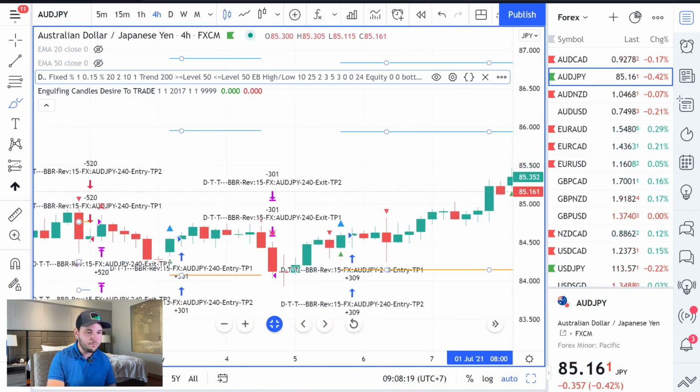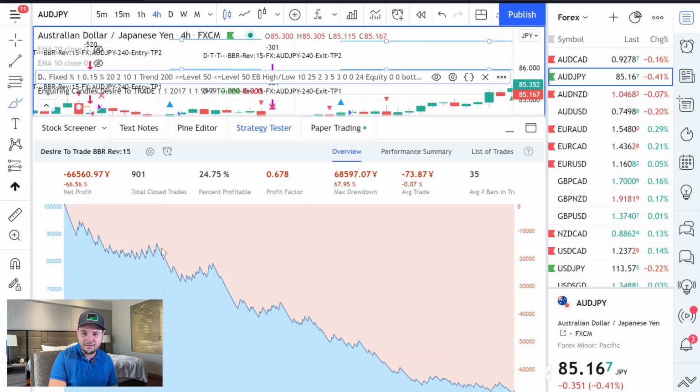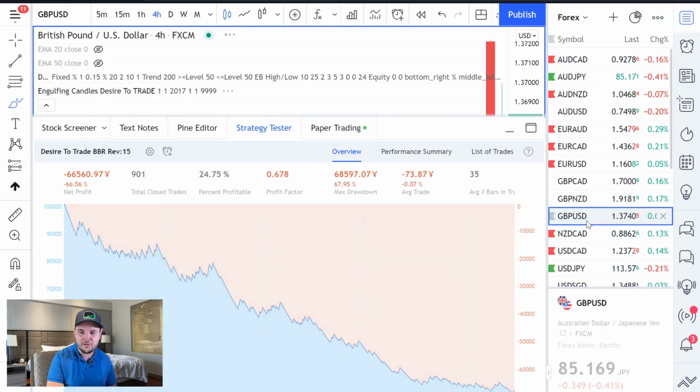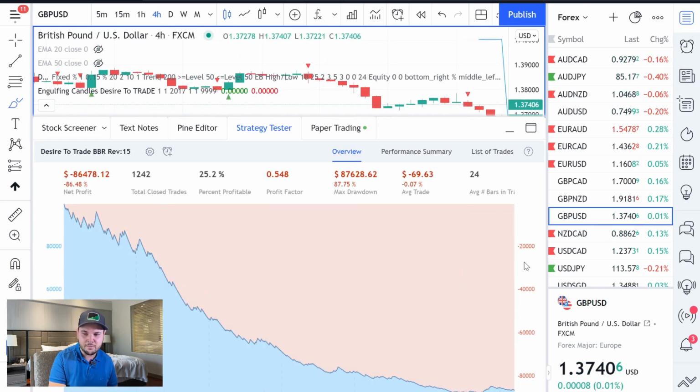Now we can see the results here are pretty bad. That's not something you want to trade. I just picked a random pair, by the way. It's AUD/JPY. We could take any different pair. Let's just move to another random pair, and see the results here. Okay, pretty similar. So we'll take that one into account for moving on.